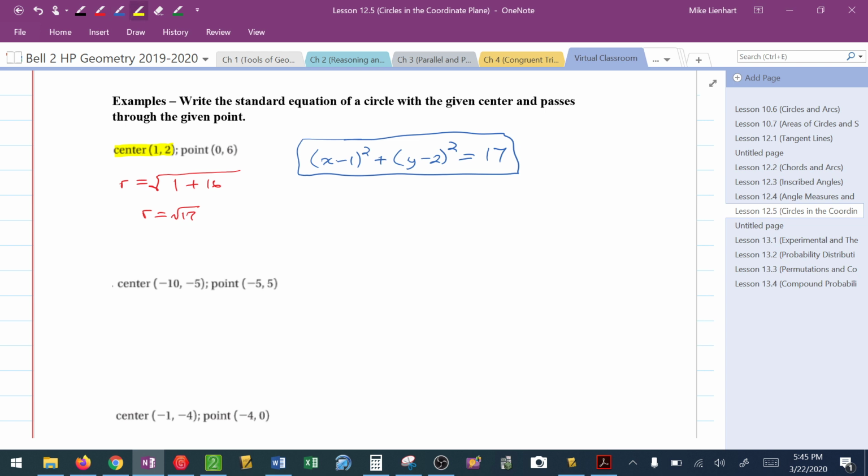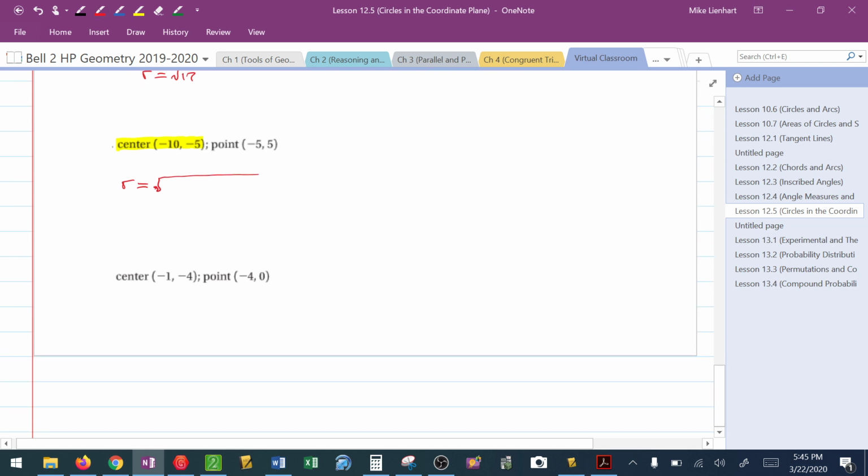All right, so we look at this next one. I need to write the equation of a circle. I need a center and a radius. I don't know the radius. But I do know that the distance from the center to a point can be found by using the distance formula.